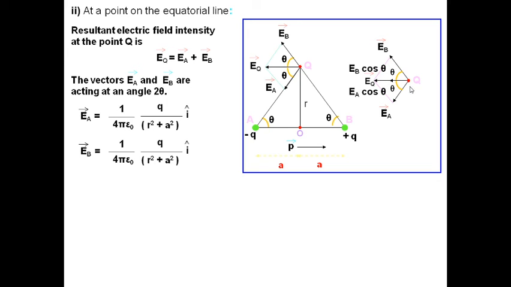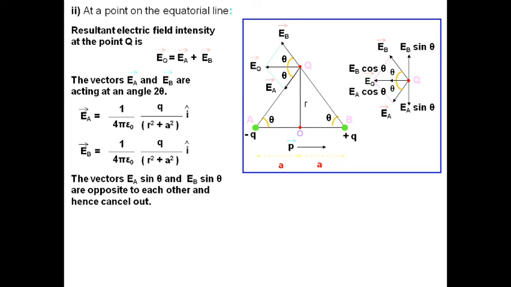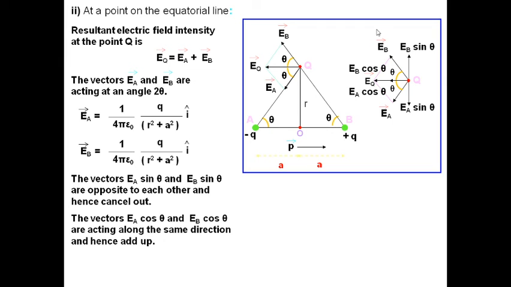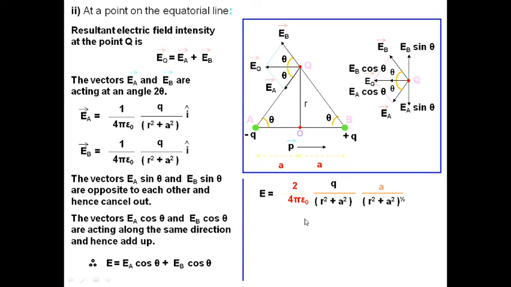So we check the components of both EA and EB. EA cos theta plus EB cos theta gives the resultant electric field due to dipole at point Q. Here EA sin theta and EB sin theta cancel each other. So resultant electric field is equal to EA cos theta plus EB cos theta. Now EA and EB are of the same magnitude, so you can write directly 2EA cos theta. So 2 divided by 4 pi epsilon naught, q upon (r square plus a square), that is the value of EA, into cos theta. Now cos theta you can calculate in this triangle AOQ.